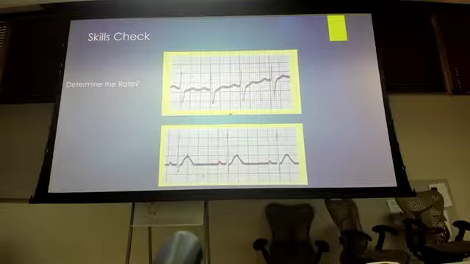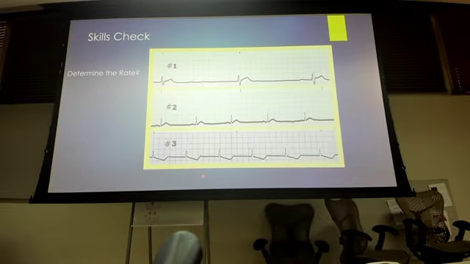You're not going to have anything like this on the exam. The majority of the stuff we'll have is either going to be a rhythm strip, but most of it's going to be a 12 lead ECG. All right. So what about number 1?